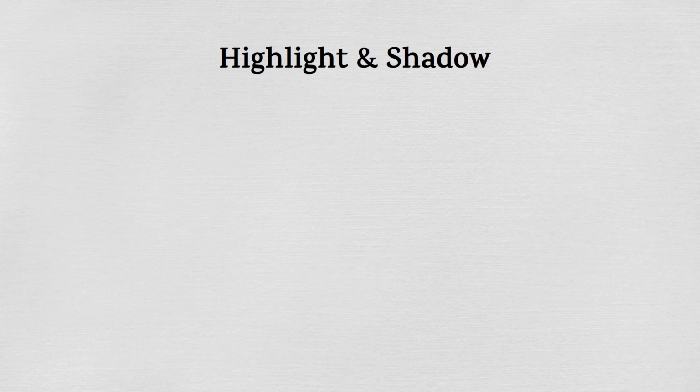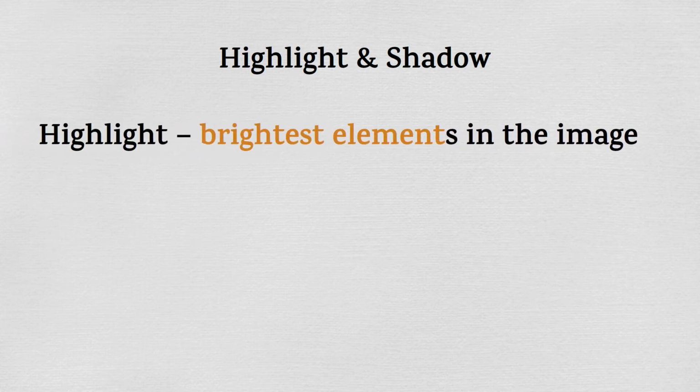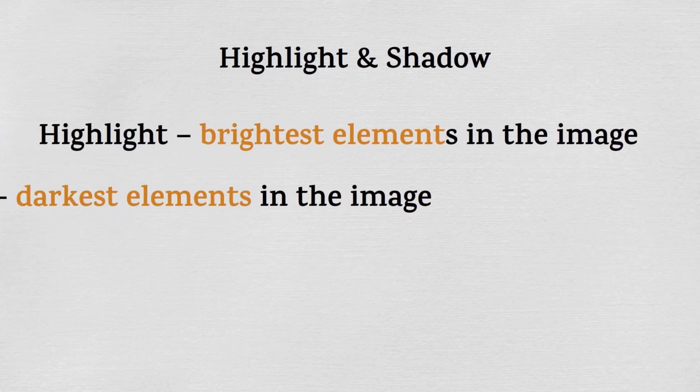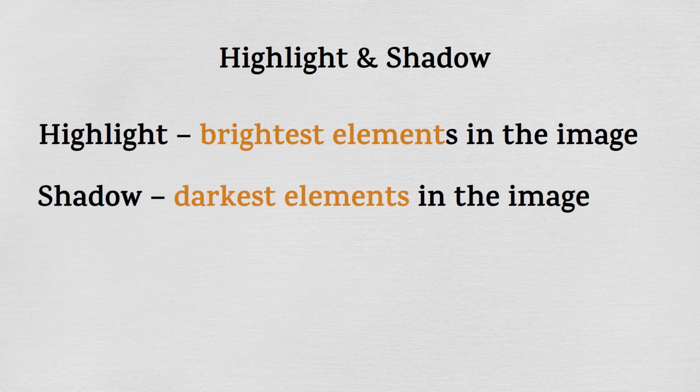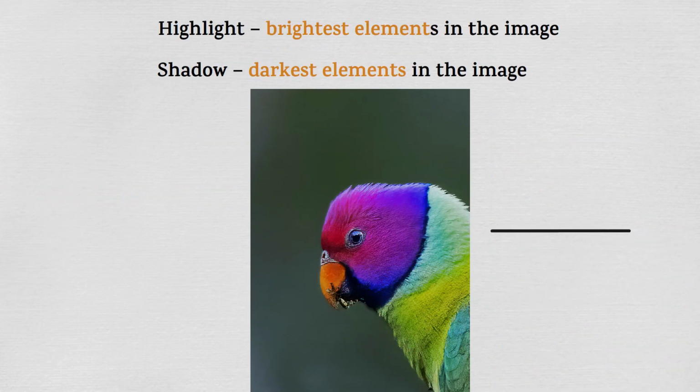Highlights and shadows. Highlight is the brightest element in the image. Shadows are the darkest elements in the image. Now if you look at this image, you will see the highlights and shadows as mentioned, and they are very important to make the image look good. Opening up the shadows is one of the ways to see all the details, especially in wildlife photography or in macro photography. You have to lift the shadows so that your subject looks much clearer and more detailed.